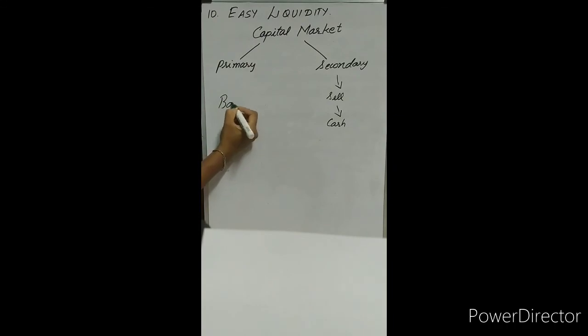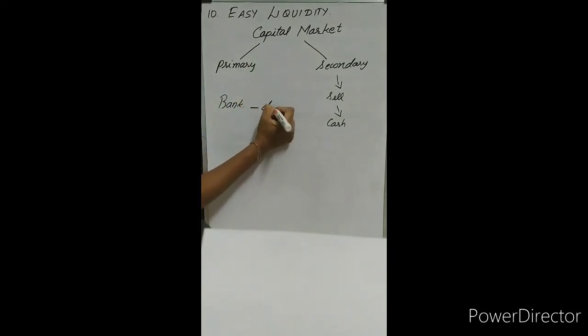Banks also encourage investors to withdraw their deposits, which they can invest into the capital market, and to convert them into easy cash. Therefore, any stock or bond which is being dealt with in a capital market by the investor or a company can be easily converted into cash. This is called easy liquidity.